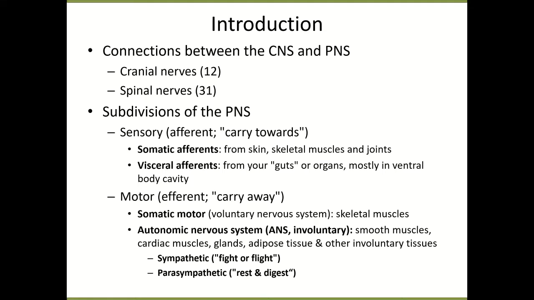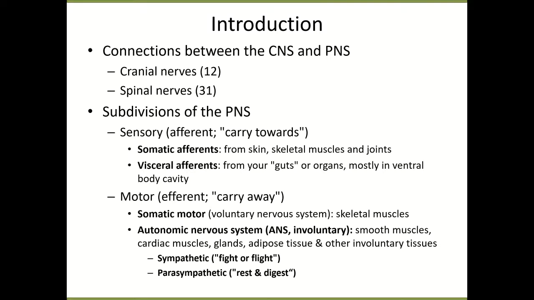We have 12 pairs of cranial nerves that come out from our brainstem, that go to the organs of our head and our face. So that's one of the major connection points between our central nervous system and peripheral nervous system, our cranial nerves. We also have 31 pairs of spinal nerves that connect our spinal cord, and therefore midbrain and brainstem, to the rest of us.